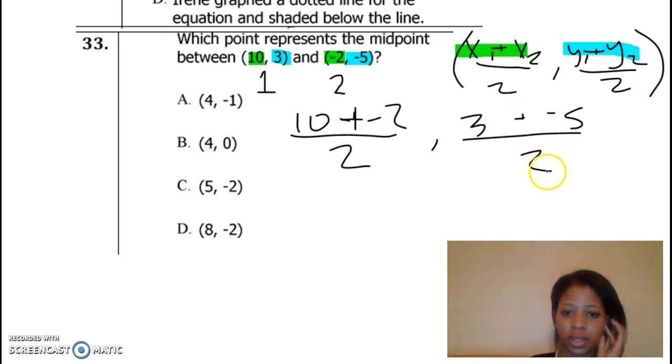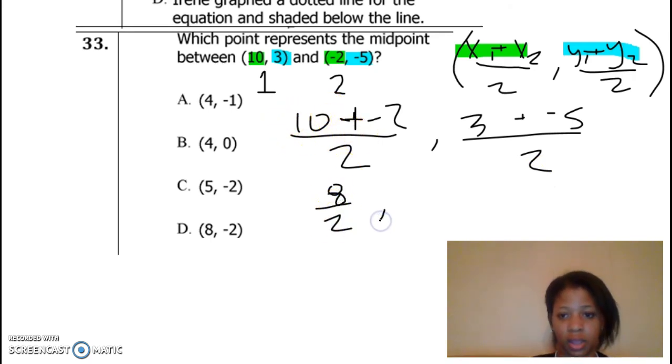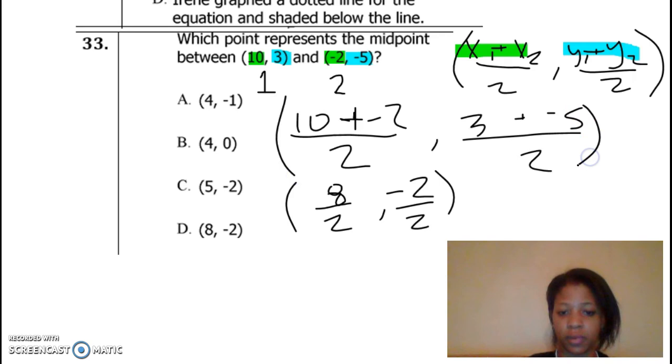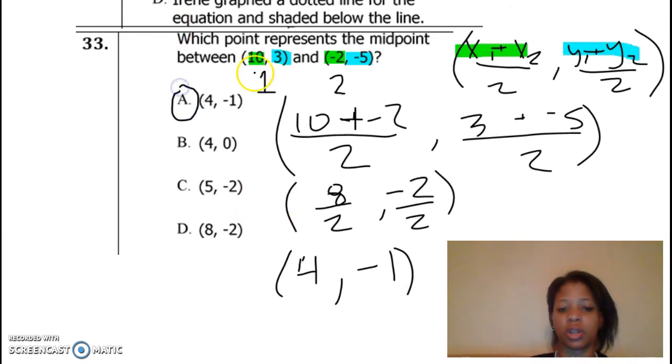So what is 10 plus negative 2? It's the same as 10 minus 2, which would just be 8, and then divided by 2. And 3 plus negative 5 is the same as 3 minus 5, which would be negative 2 divided by 2. And now I'm just simplifying, so 8 divided by 2 is 4, and negative 2 divided by positive 2 is negative 1. So my answer should be A. So this is really simple. As long as you have 2 points, you're just plugging them in and solving.